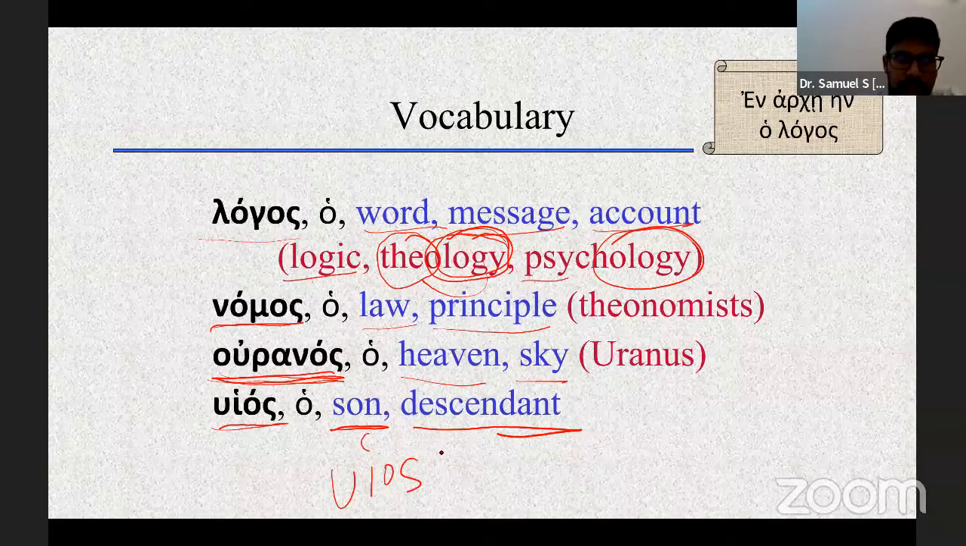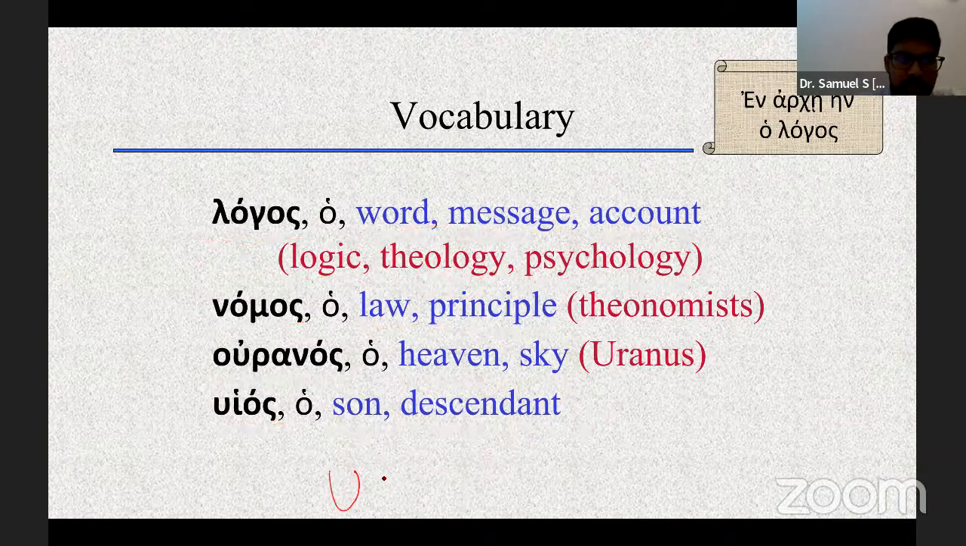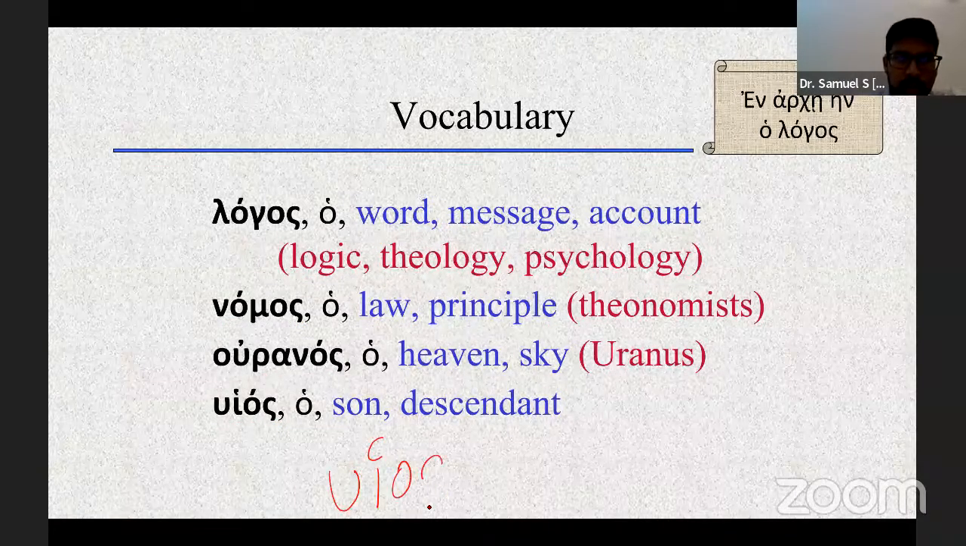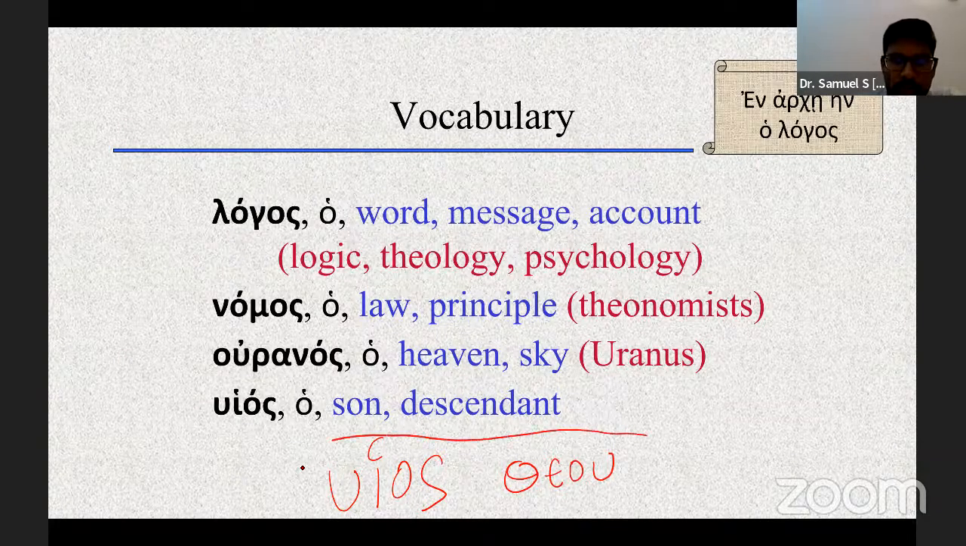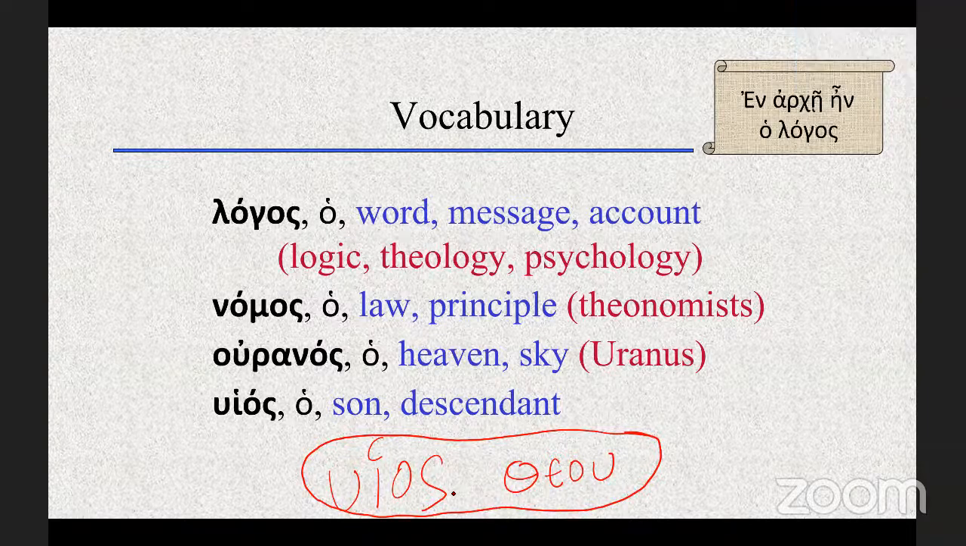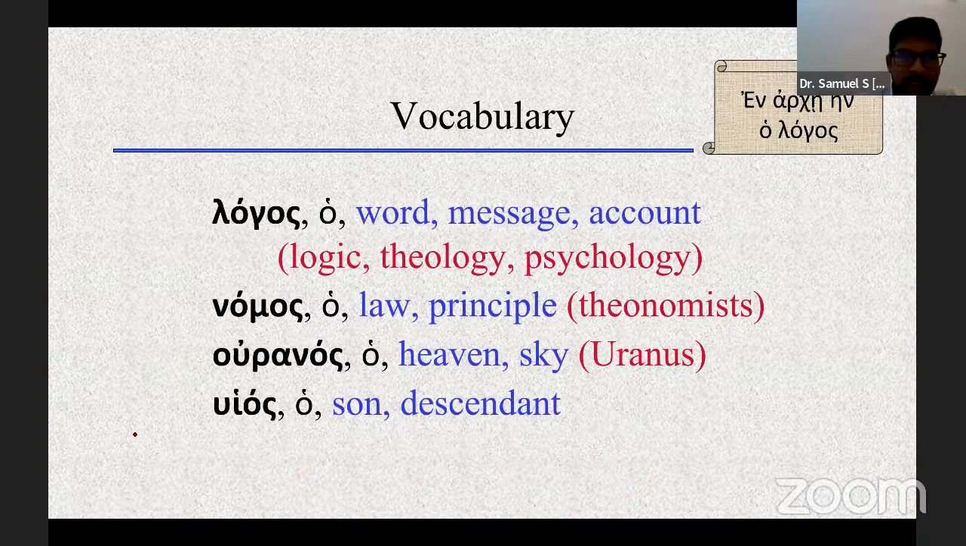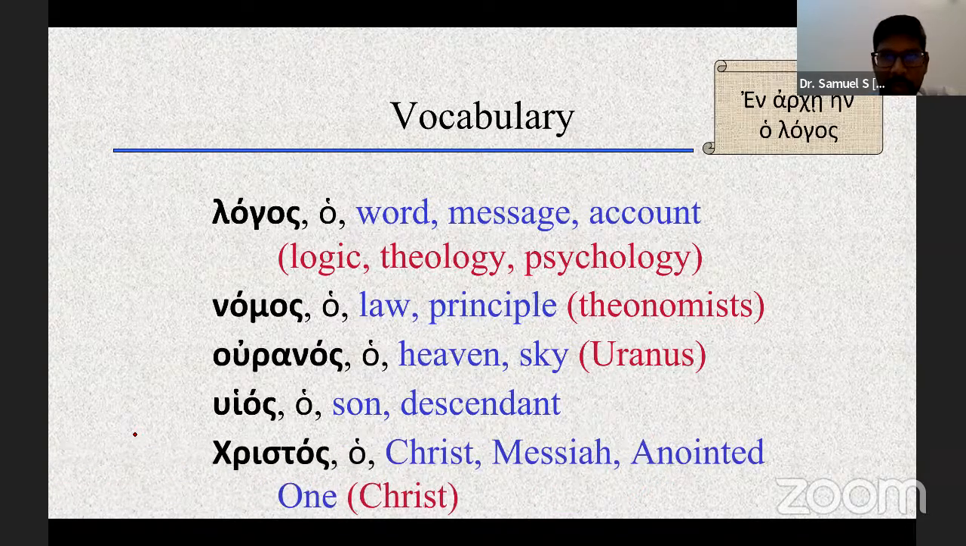So if I say huios theou, what am I trying to say? Let's see if anyone can get this. Huios theou. God's son, or the son of God, right? I didn't tell you second declension nouns, but just wanted to see if anyone intuitively would pick that up.